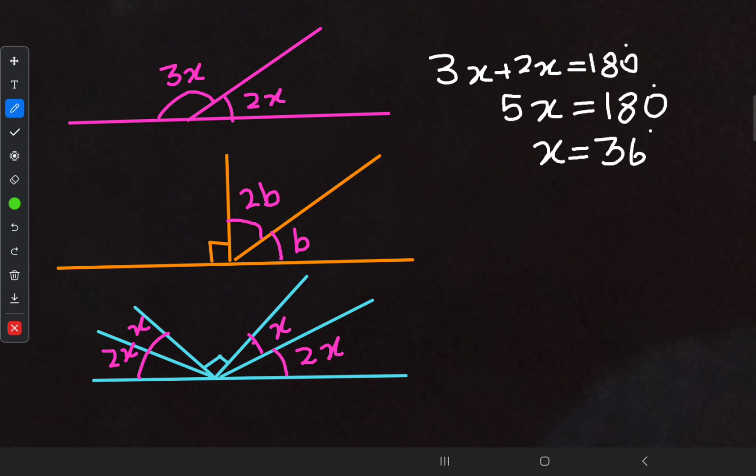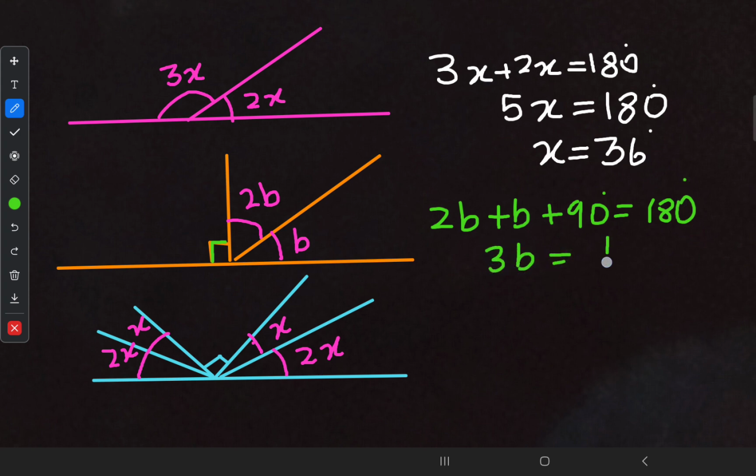For the second one, there is a right angle already occupied. So the sum of these, 2b plus b plus 90, would be 180. That means 3b equals 180 minus 90. This positive 90 will become a negative 90 this time. So 3b equals 90. So b would equal 30 degrees in our second case.